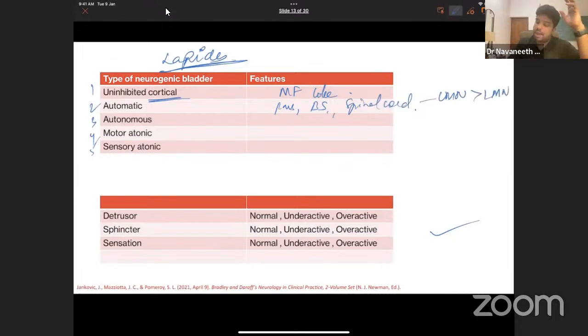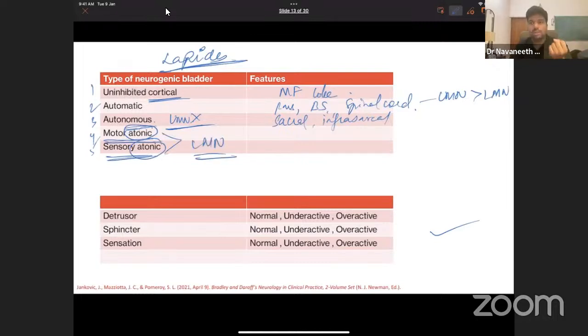Then autonomous bladder, it's autonomous. It's like an autonomous university. It's going to do whatever it wants to without even asking or being accountable. So it's not under the influence of UMN. So there is no UMN modulation. It's a predominantly LMN issue. So it is either a sacral or an infrasacral type of lesion. This is localization, Lapides classification. Then motor atonic bladder and sensory atonic bladder. These are atonic, areflexic. It's very classical for LMN.